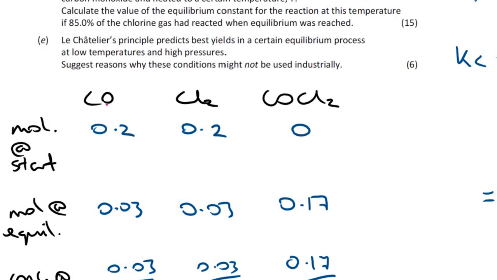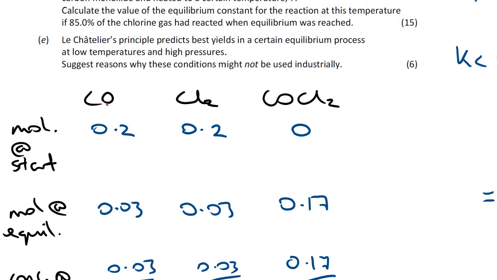And the last one now: Le Chatelier's principle predicts best yields in certain equilibrium processes at low temperatures and high pressures. Suggest reasons why these conditions might not be used industrially. This question usually refers to rate of reaction. If I want to use a low temperature, the reaction could be too slow. So I don't want to do that.